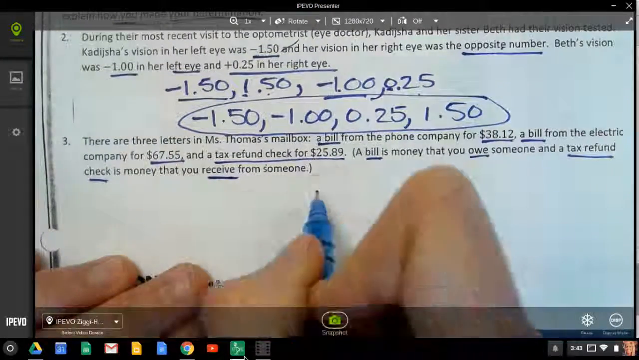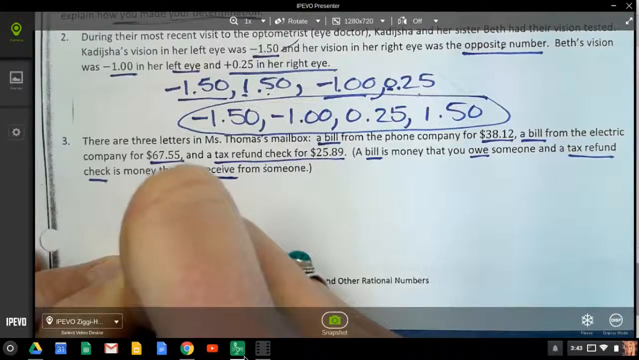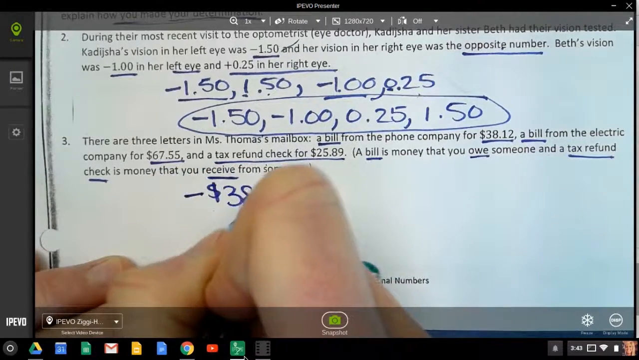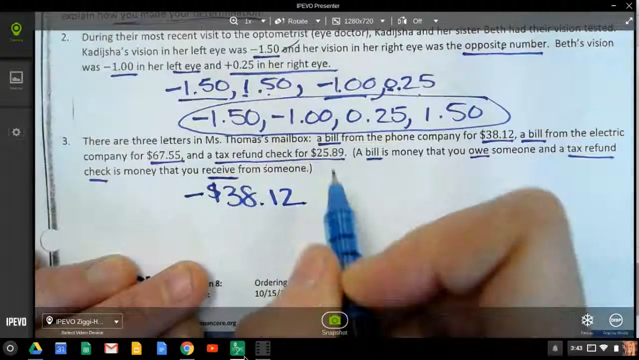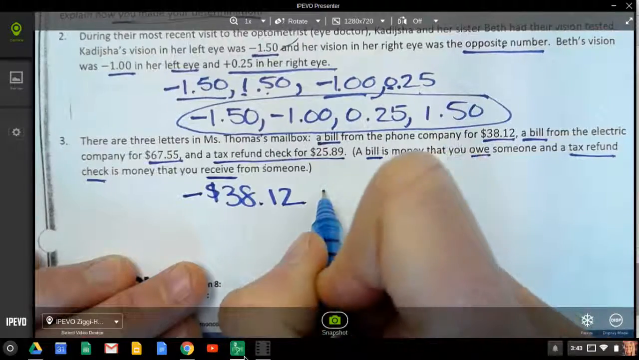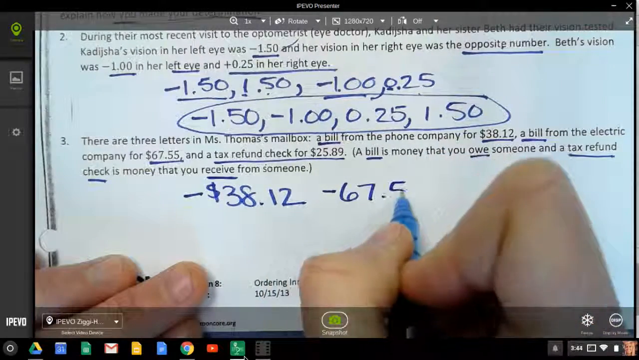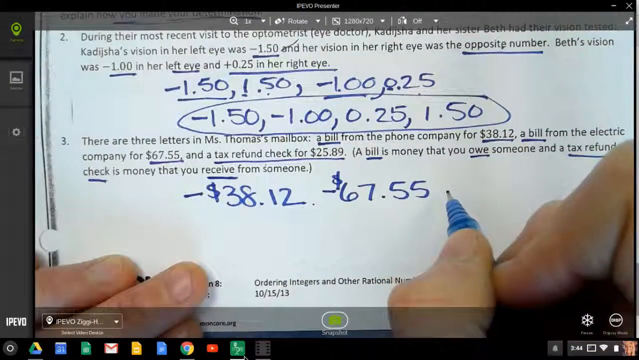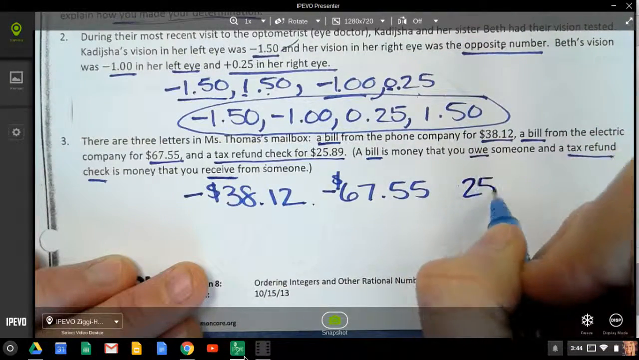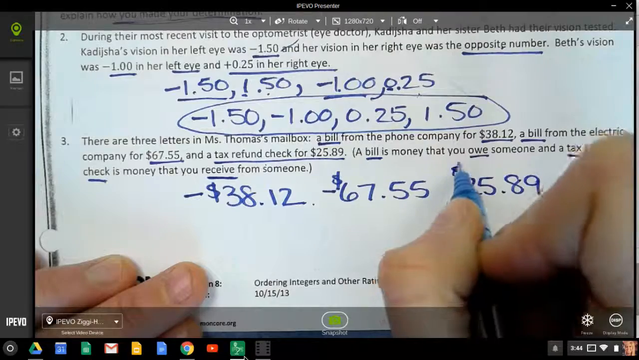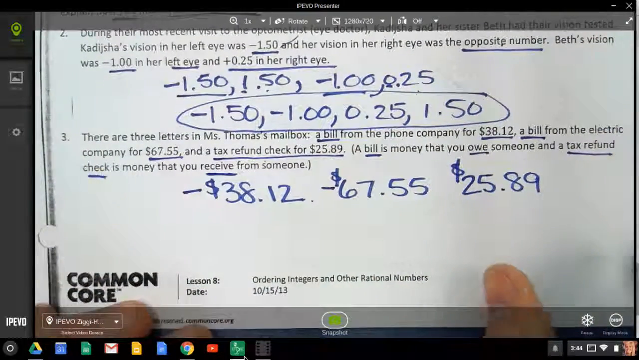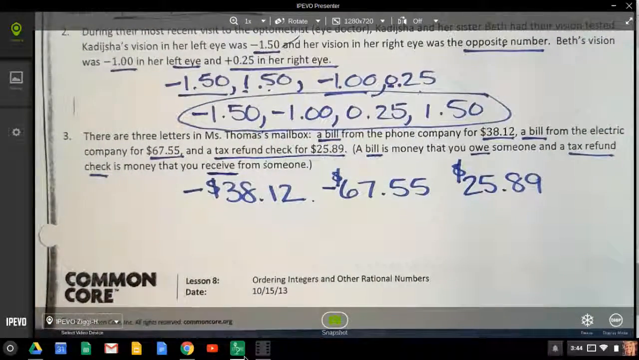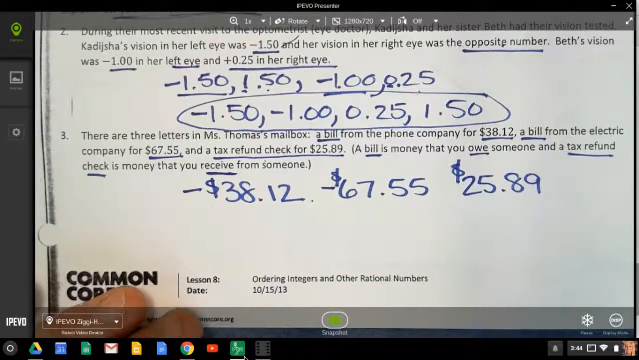Okay, so you should have found that a bill from $38.12 would be a negative because it's something you owe. A bill from the electric company in the amount of $67.55 is a negative. And the tax refund check is a positive because that's money you're getting back. That's a refund. All right, now you want to order those from least to greatest. So pause the video now and order those numbers from least to greatest.